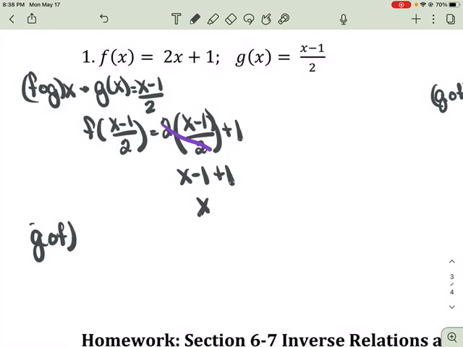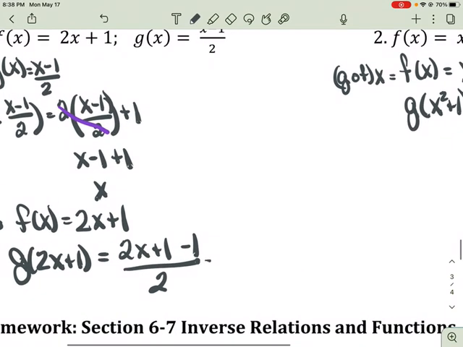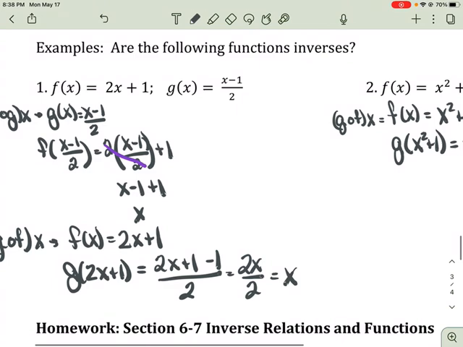So let's go the other way. We're going to start with f of x, which is 2x plus 1. Then I'm going to use g of 2x plus 1. That means put that into g. So 2x plus 1 minus 1 all over 2. These guys are going to cancel, so that leaves 2x over 2, which is x. Huzzah!